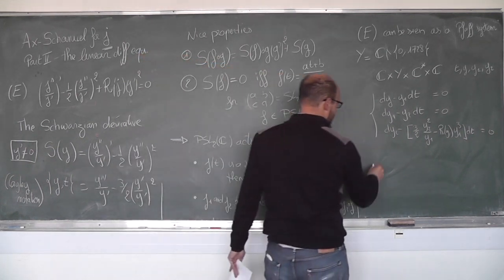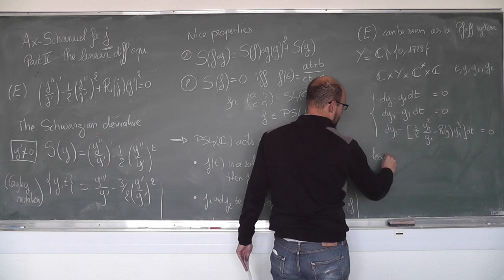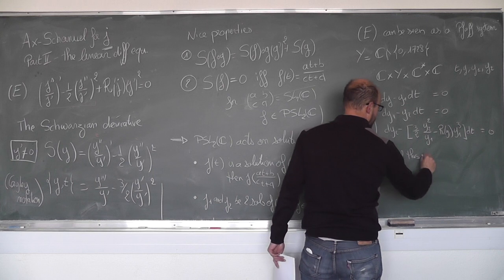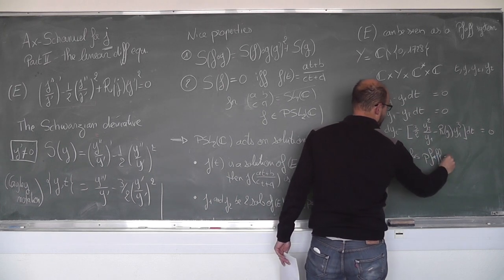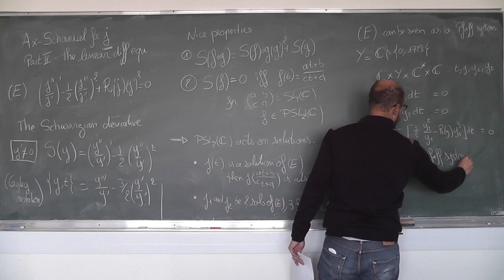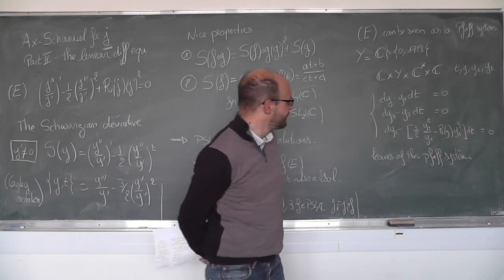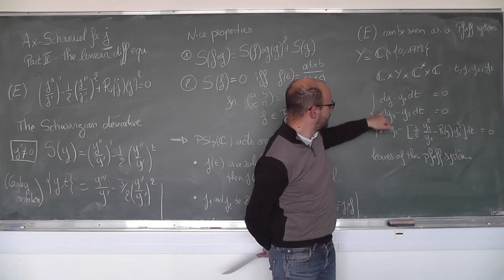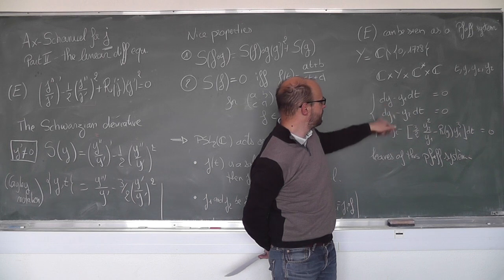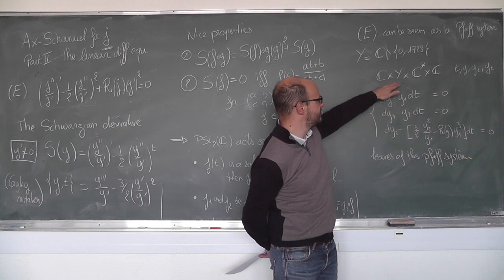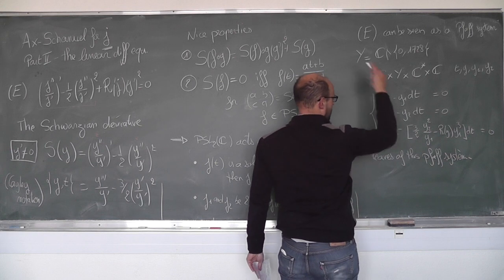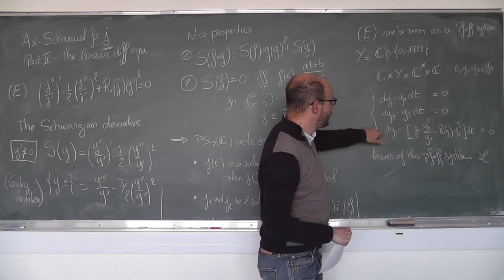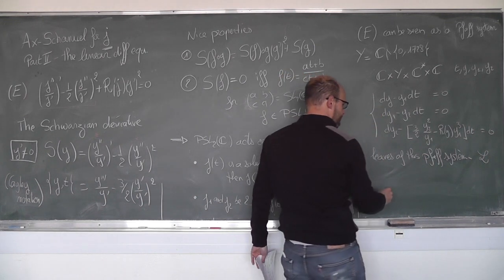So you're looking at leaves of this Pfaffian system, which means analytic submanifolds that are tangent to this form. The tangent space of this analytic submanifold L is included in the zero locus of this one.